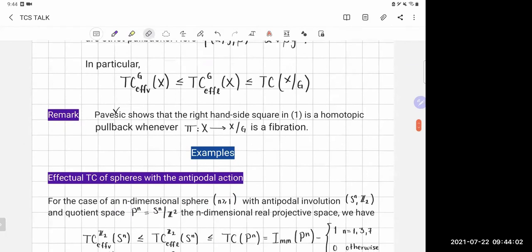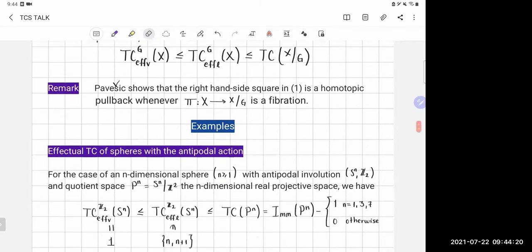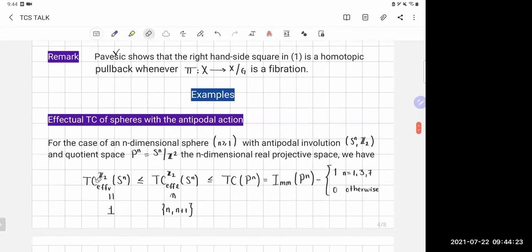So let's start with examples. Consider the n-dimensional sphere with the antipodal involution, and we know that the quotient space is the n-dimensional real projective space. And in this case, we have that the effective topological complexity equals 1. This is very easy to see. We get that the effectual topological complexity is between n and n plus 1.